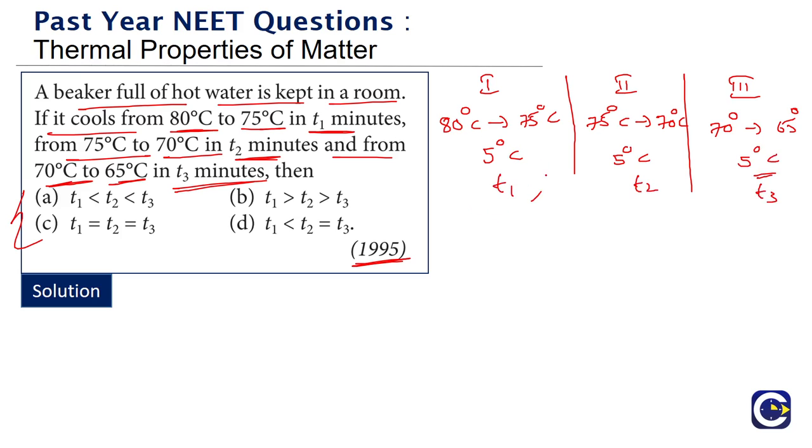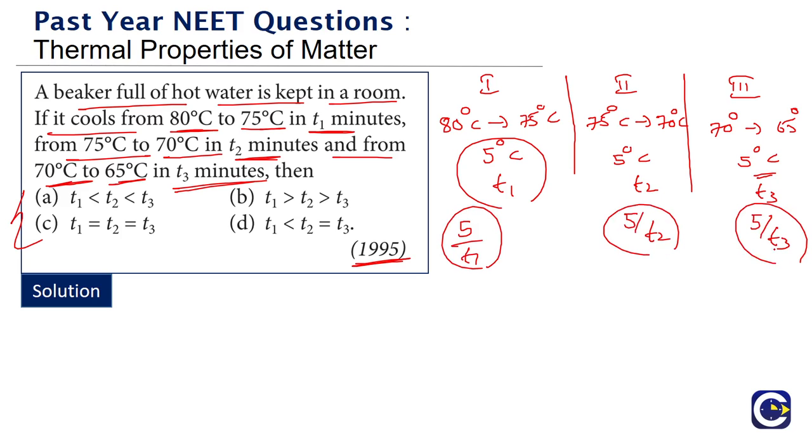What is the rate of cooling here? The average rate of cooling is 5 divided by t1, 5 divided by t2, and here 5 divided by t3. That is the average rate of cooling: whatever the temperature drop is, divided by the time taken. Now as per Newton's law of cooling, the rate of cooling is basically the temperature drop divided by the time taken.